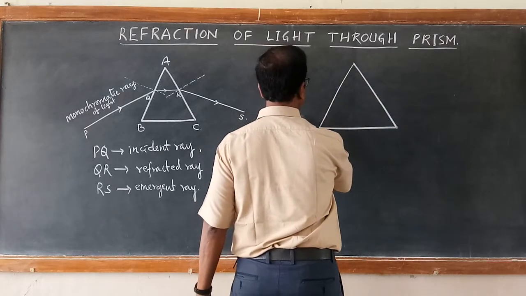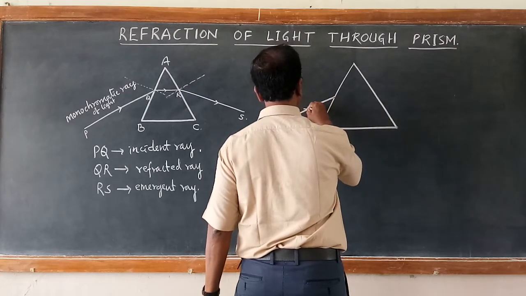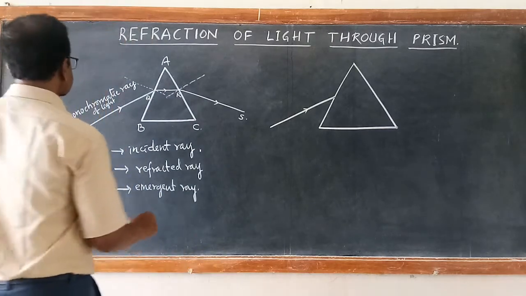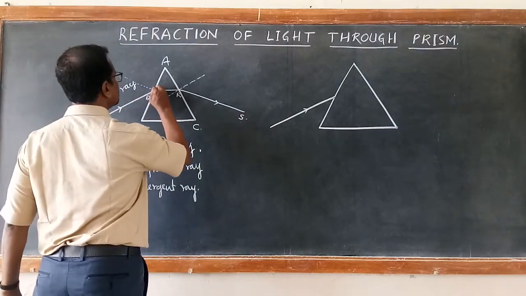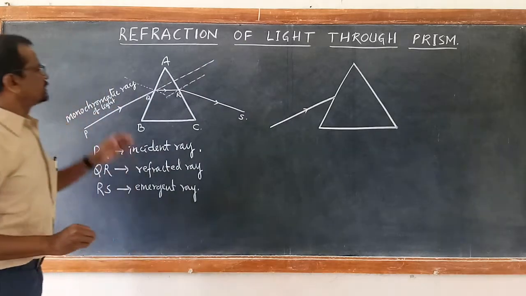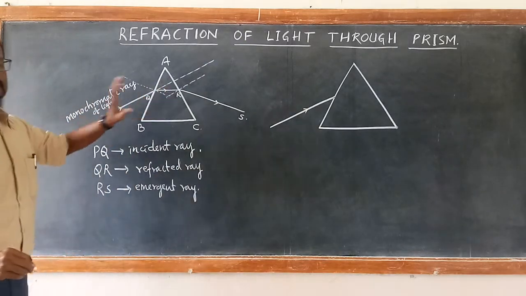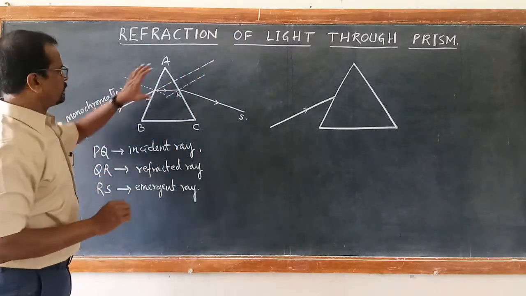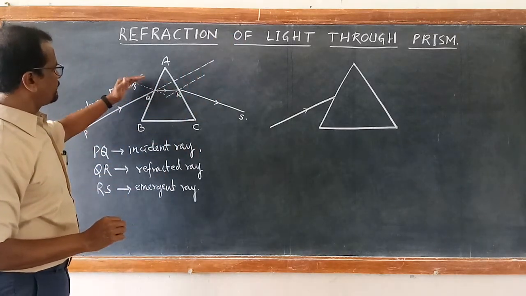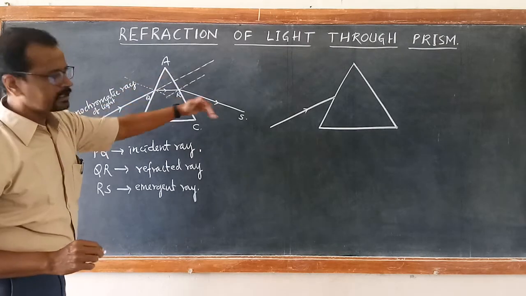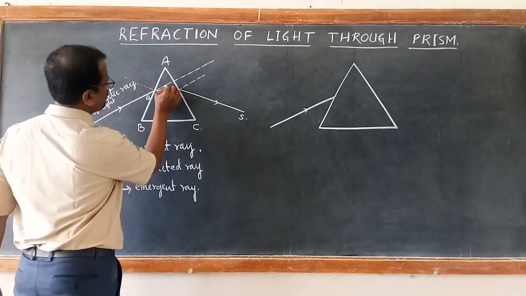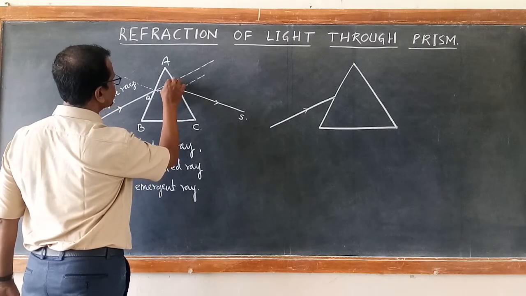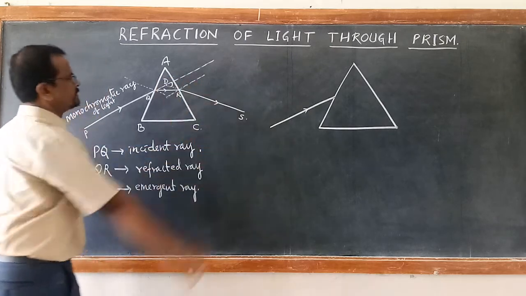If it is a white ray of light, see here, if you continue this PQ, this would be the undeviated path of the ray. If the prism would not be there, the ray would have continued in this straight line path. When we keep the prism, the ray of light bends and undergoes deviation. So if you measure this angle here, this angle gives us the angle of deviation.